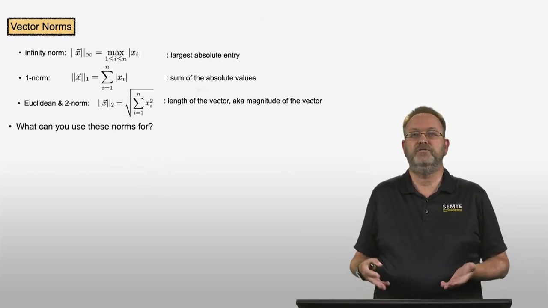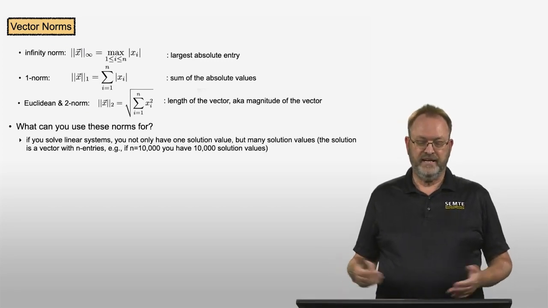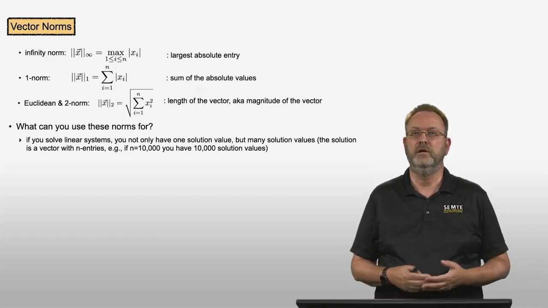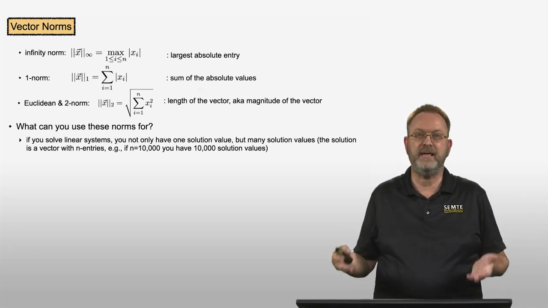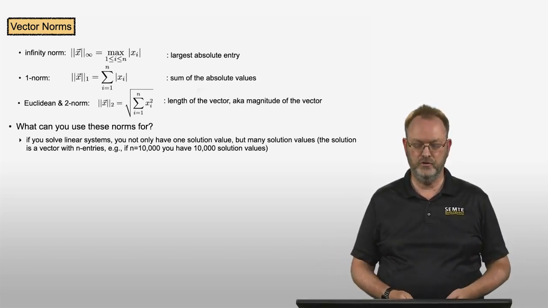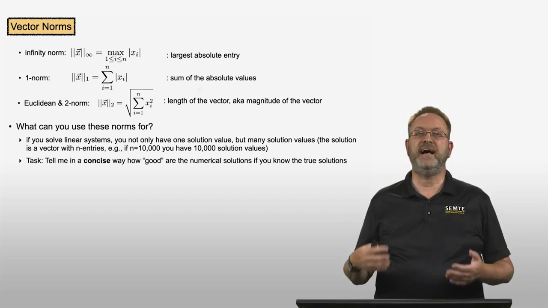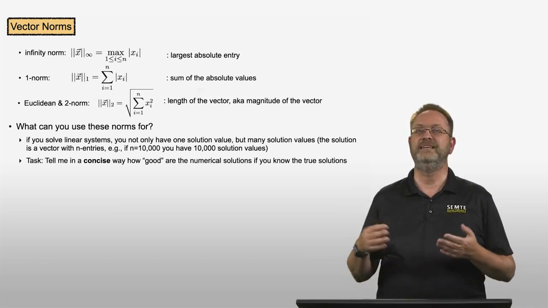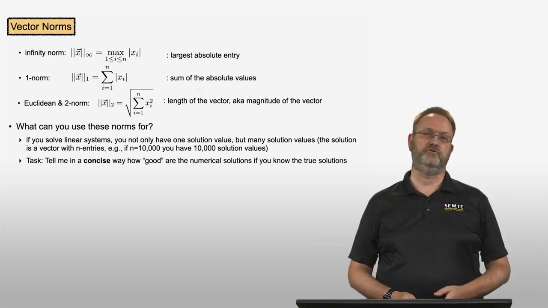Now, what can we use these norms for? What is their purpose? Let's say you solve a linear system, which means you not only have a single solution value, but you have very many solution values. For example, if you had 10,000 equations that you're solving, your vector x will have 10,000 solution values. Now if I give you the task, tell me in a concise way how good is your numerical solution to this system of 10,000 equations, provided you would know the true solution.